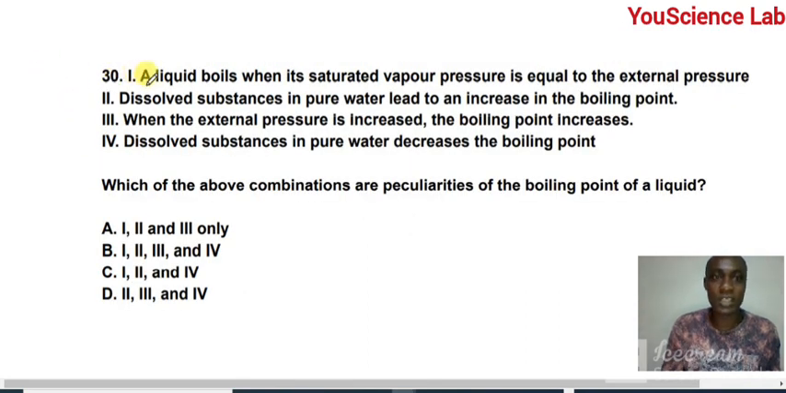So for question 30, a liquid boils when its saturated vapor pressure is equal to the external pressure. That's true. Okay, dissolved substance in pure water leads to an increase in boiling point. That's true. Impurity increases the boiling point of any liquid or water. When the external pressure is increased, the boiling point is also increased. That's true. The increase in pressure increases boiling point. Dissolved substance in pure water decreases boiling point. That is wrong. So 1, 2, and 3 are correct. So the correct option is option A.